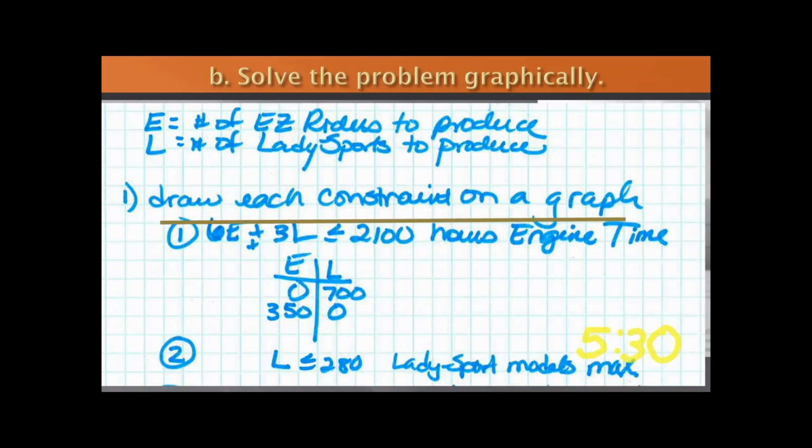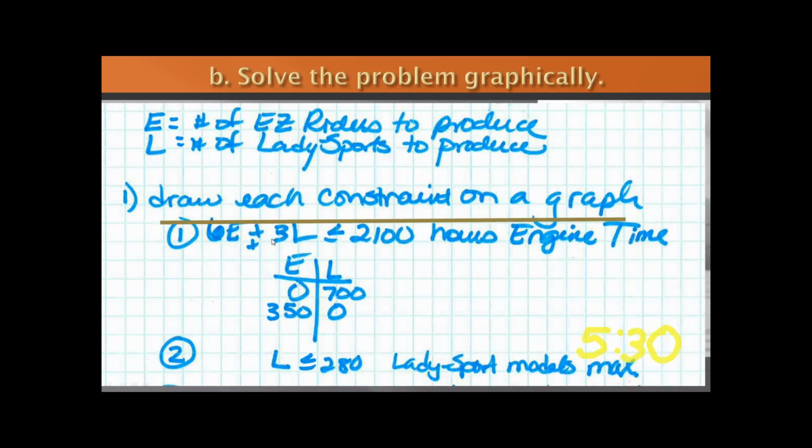So how would we solve this problem graphically, like we've been asked? So you can see my handwriting here. First of all, you want to define what we're trying to produce, which we have, E for easy rider, L for lady sport. Then draw each constraint on the graph. And I saw you doing this, but I'm just going over this to give you a chance for specific questions. So we had 3 constraints. The first constraint was engine hour time. 6E plus 3L cannot exceed 2,100 hours.